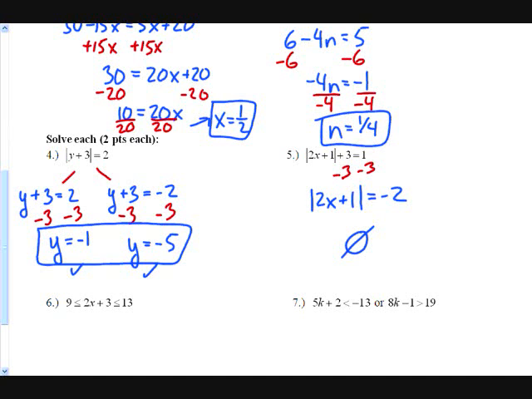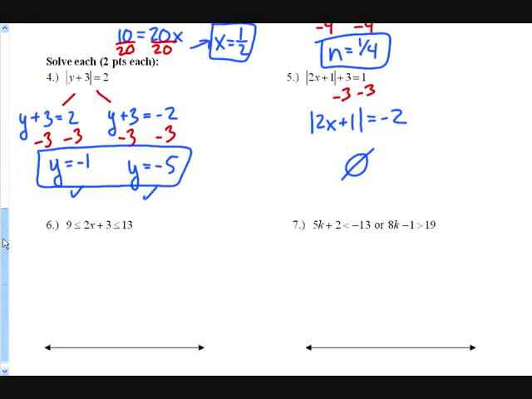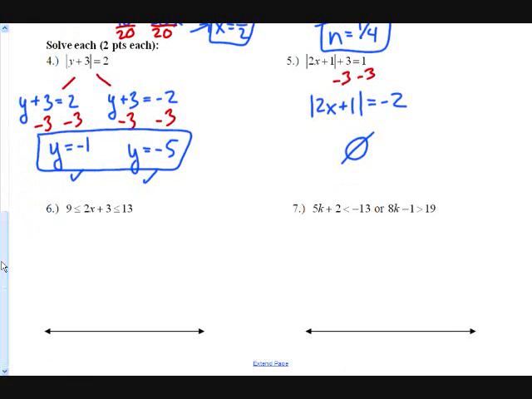All right, if that wasn't a negative, this is where I would split it up. So again, remember to isolate the absolute value and then split it into the two equations.